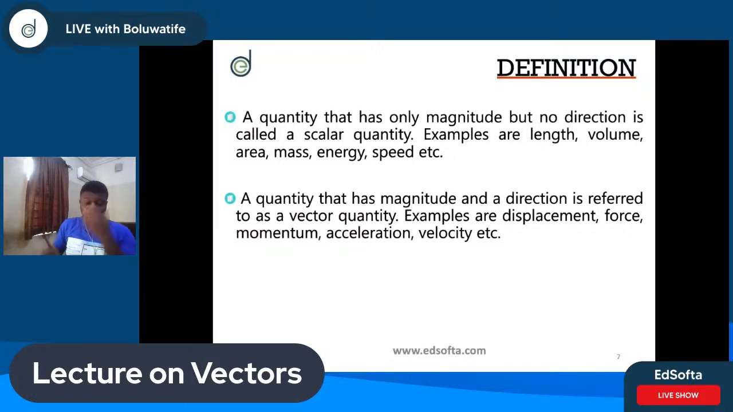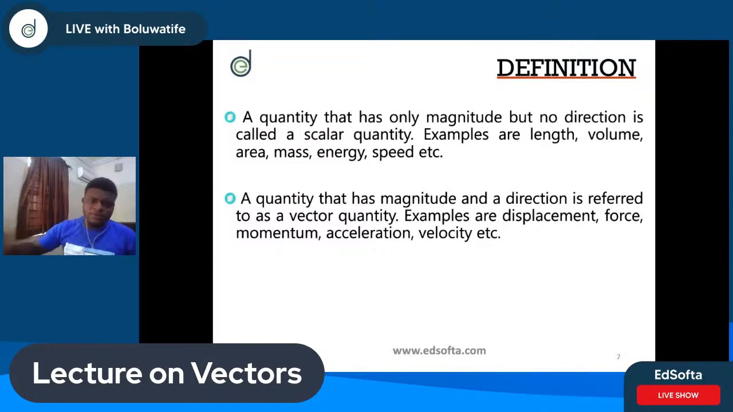Same thing goes for velocity. We all know the definition of velocity: change in distance over time. Speed is change in distance over time, but the difference between speed and velocity is that I have now attached direction. So the velocity is 5 meters per second towards this direction, or at an angle of 60 degrees towards this direction.